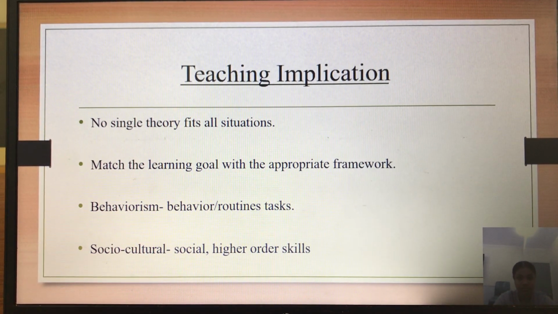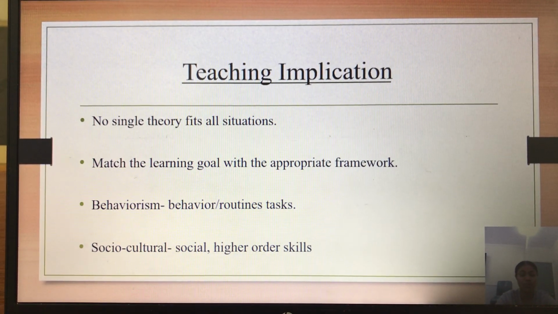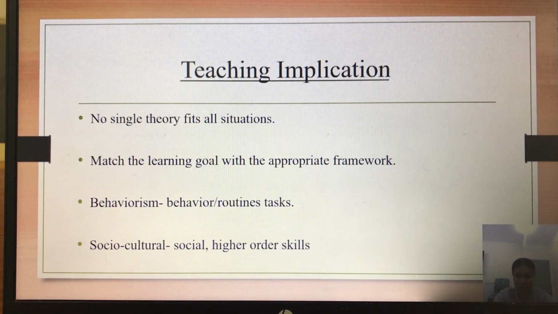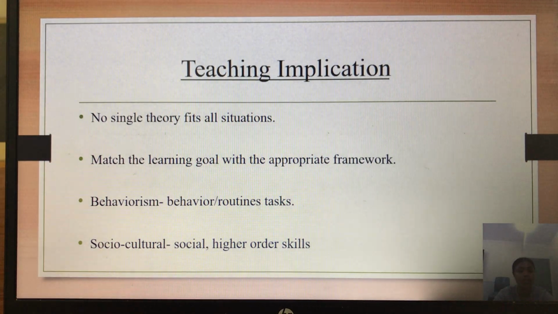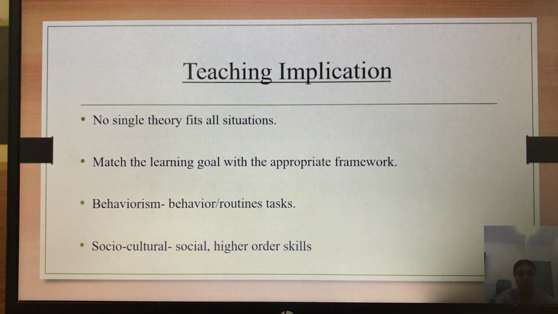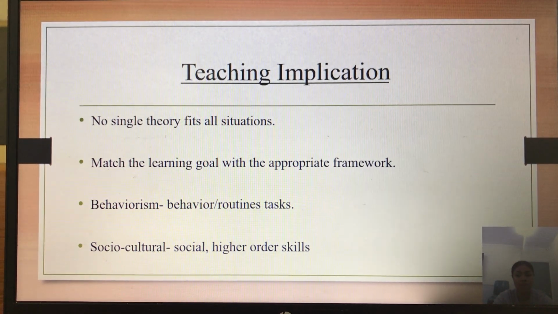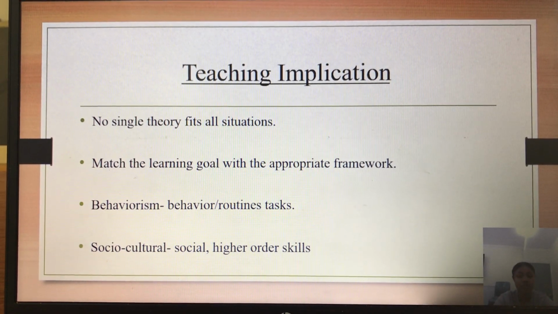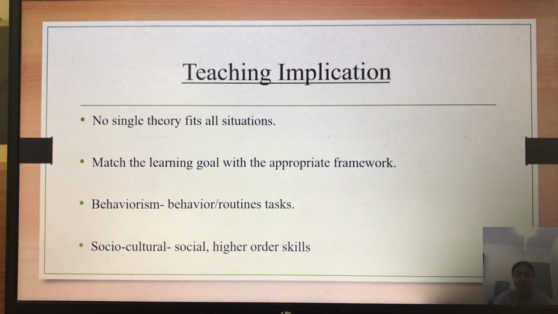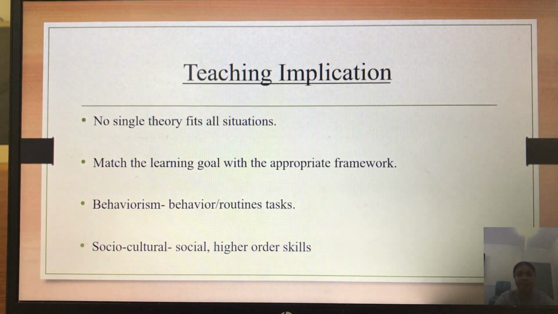As a teacher, it's important not to stick to one theory for everything. Instead, we need to match the learning goal with the theory. If it's simple behavior, use behaviorism. If it's deep conceptual learning, use cognitivism. If it's collaborative problem solving, sociocultural theory is the best fit.